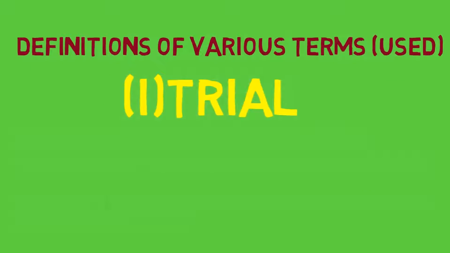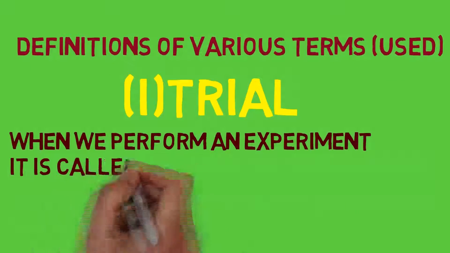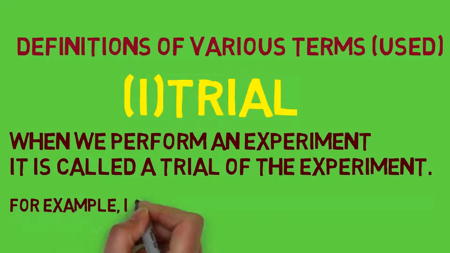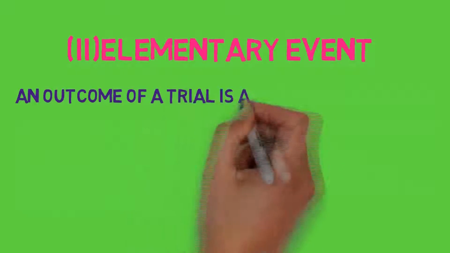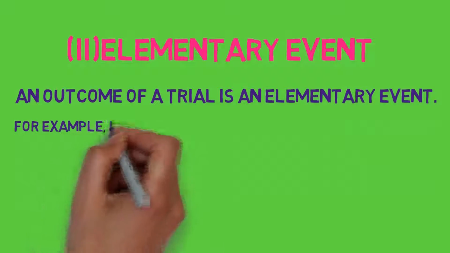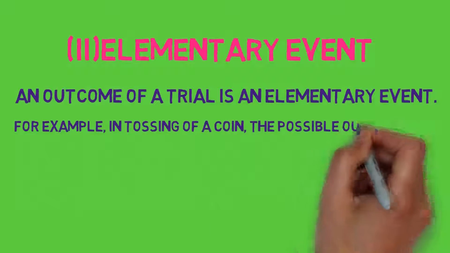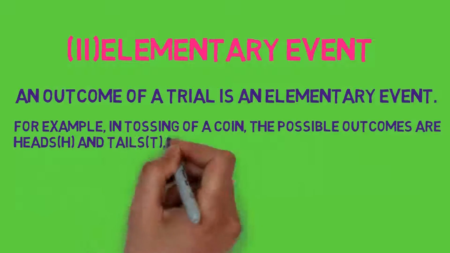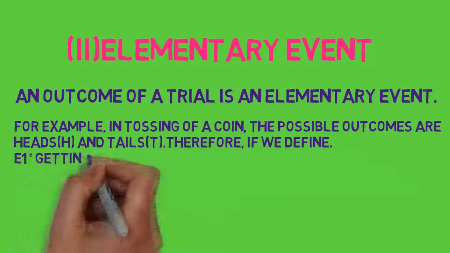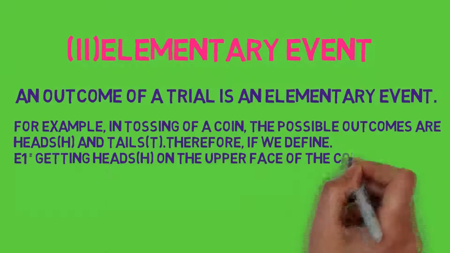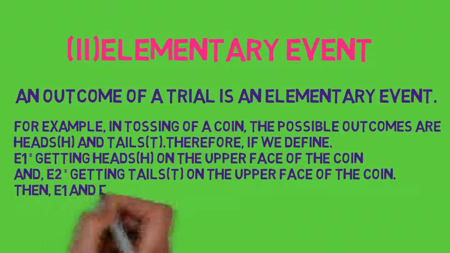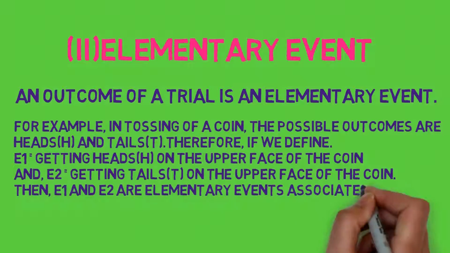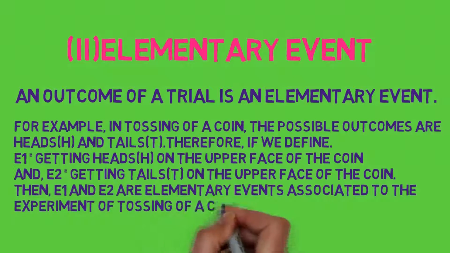Definitions of various terms. Trial. When we perform an experiment it is called a trial of the experiment. For example, if a coin is tossed 10 times, then each toss is called a trial. Elementary event. An outcome of a trial is an elementary event. For example, in tossing of a coin, the possible outcomes are heads H and tails T. Therefore, if we define E1 equals getting heads H on the upper face of the coin, and E2 equals getting tails T on the upper face of the coin, then E1 and E2 are elementary events associated to the experiment of tossing of a coin.